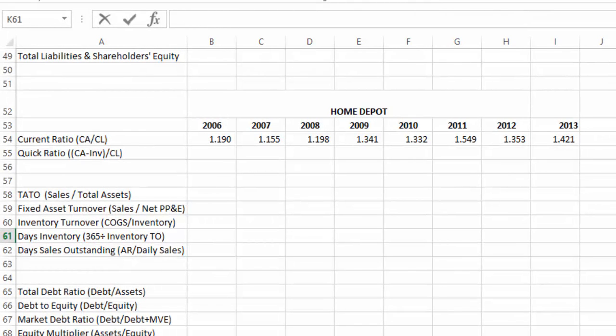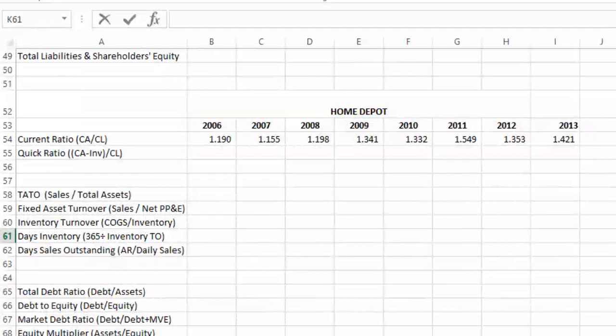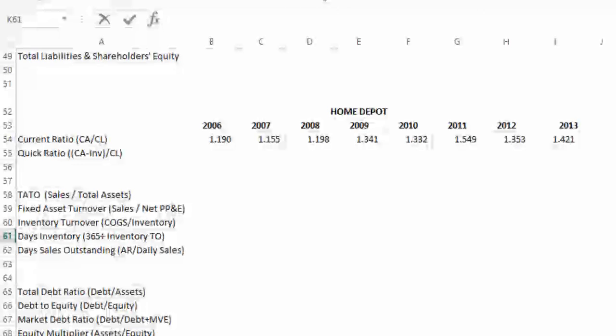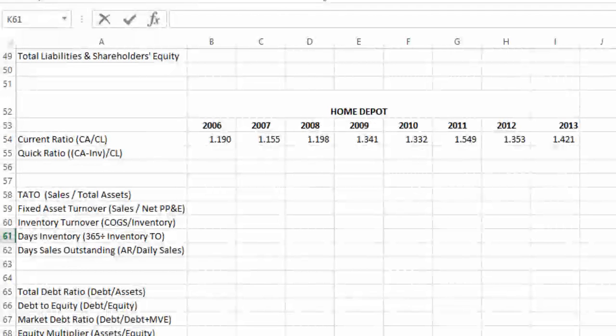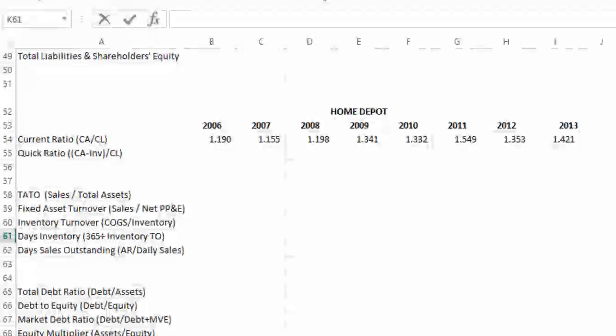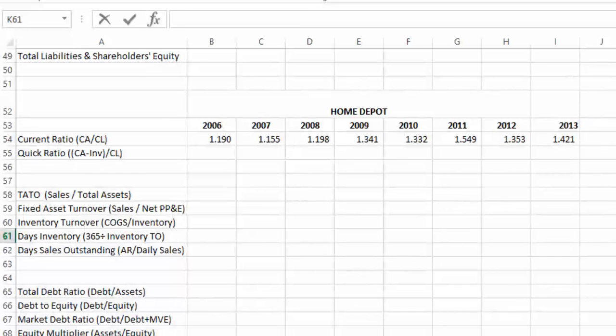So in this case, let's just look at the story here. The liquidity has improved since 2006. The ratio has gone up, especially in the more recent years, since 2009. And in 2013, the liquidity measure, the current ratio, was 1.4. So we have 1.4 times as many current assets as current liabilities, 1.4 times more things that are going to be turning into dollars than we have obligations over the next year. So that's the current ratio.